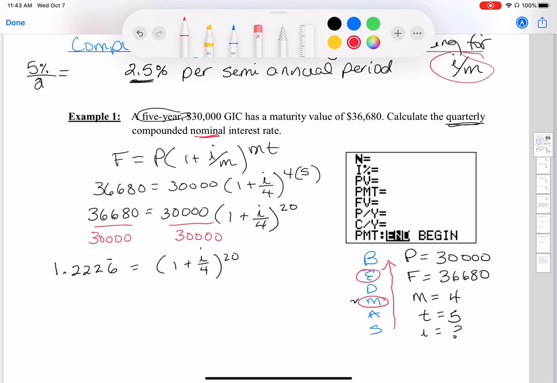So we have to undo to the power of 20. Well, how do we do that? We know that if we square something, the opposite of squaring is the square root. So if we have a 20th power, the opposite of that is the 20th root. So we're going to take the 20th root of both sides of the equation.